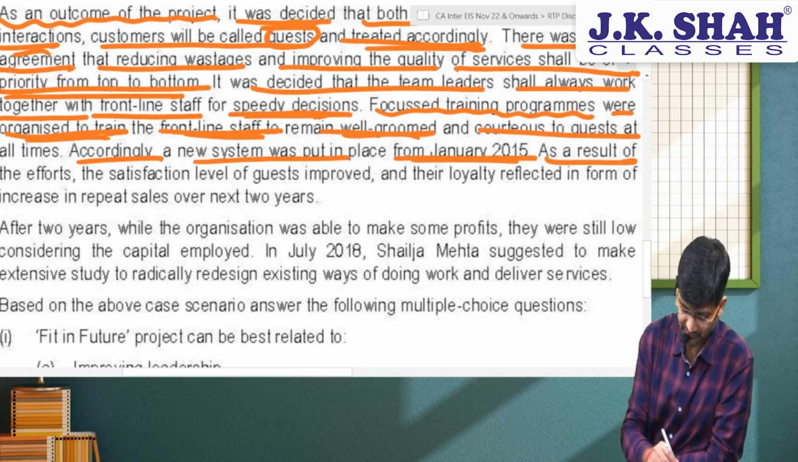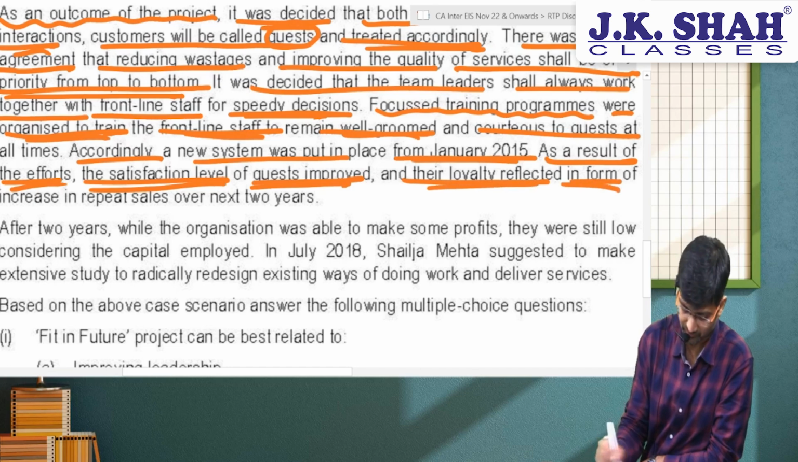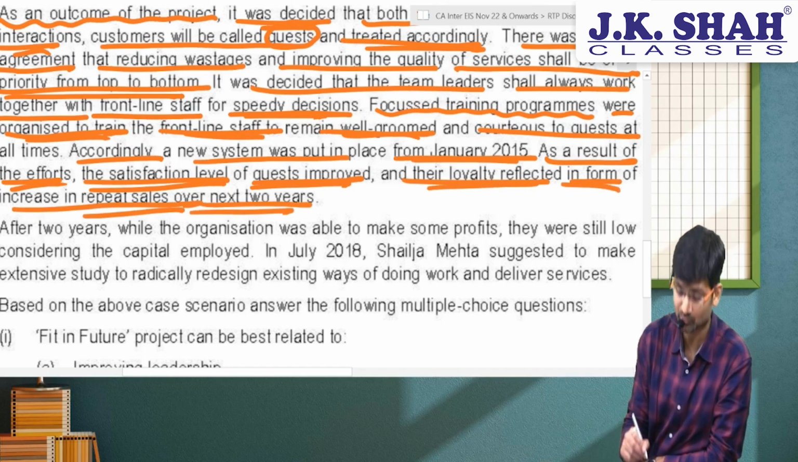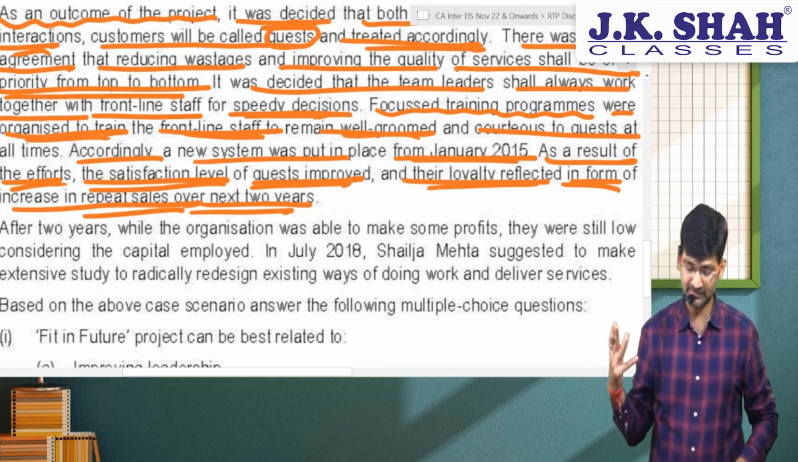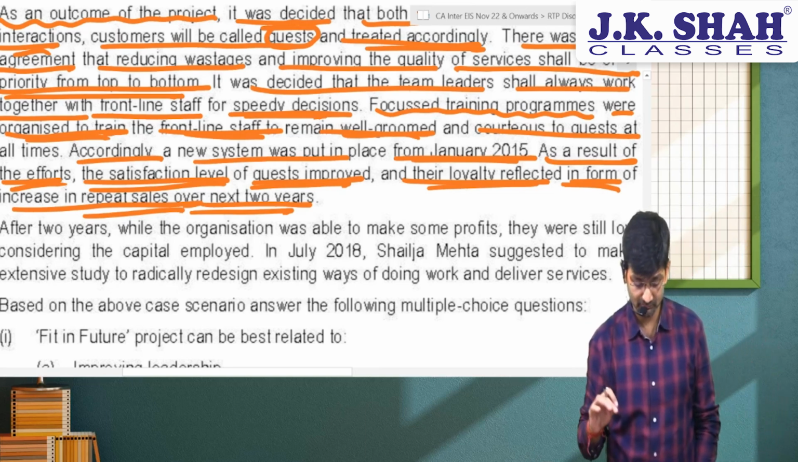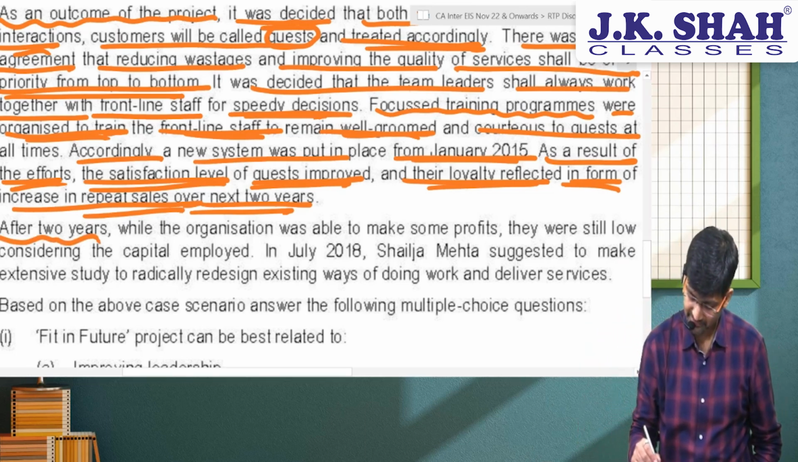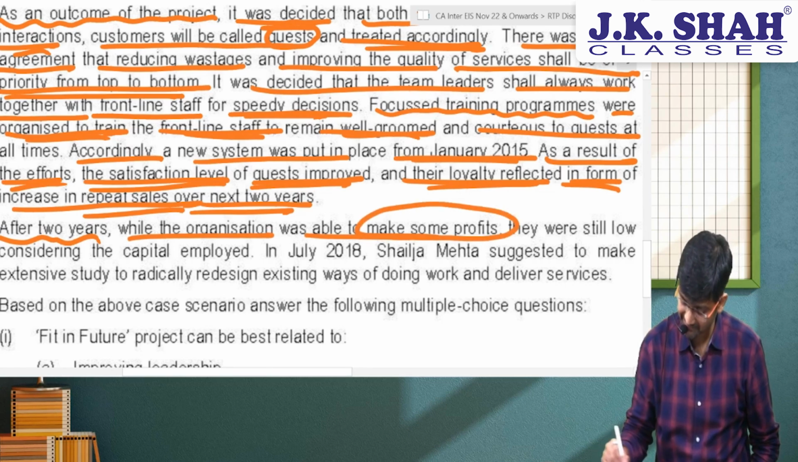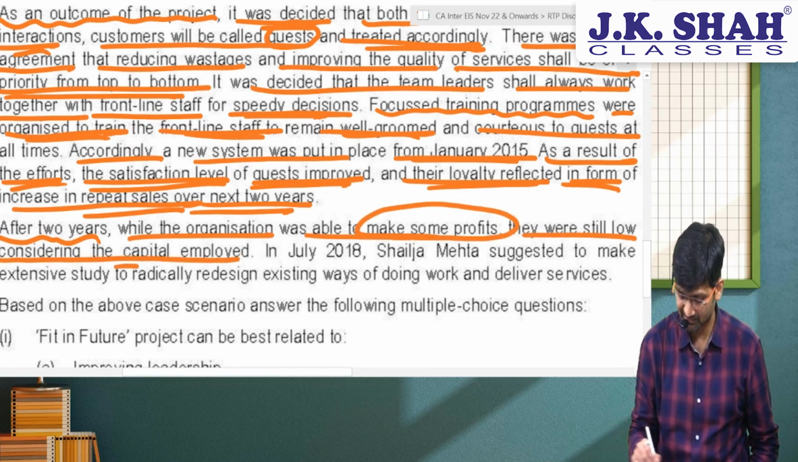As a result of the efforts, the satisfaction level of guests improved and their loyalty reflected in the form of an increase in repeat sales over the next 2 years. There was an increase in repeat sales over the next 2 years. After 2 years, while the organization was able to make some profits, they were still low considering the capital employed.